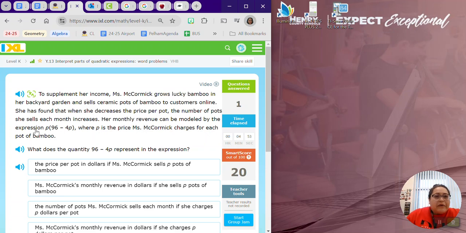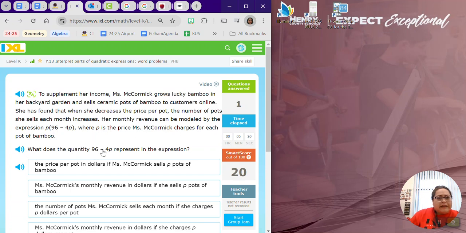Monthly revenue is modeled by this. So when she plugs in P, the price, she gets the money that she makes. Her monthly revenue can be modeled by this expression. Okay. So what this function does is you plug in the price and it tells you how much she's going to make.